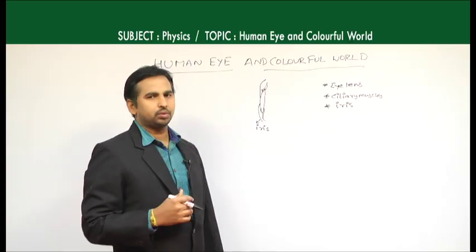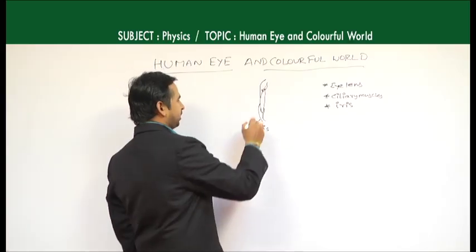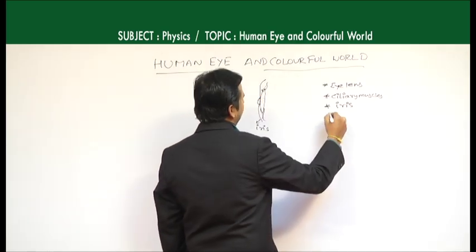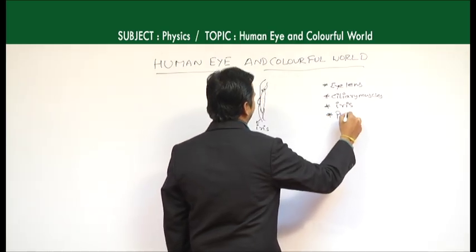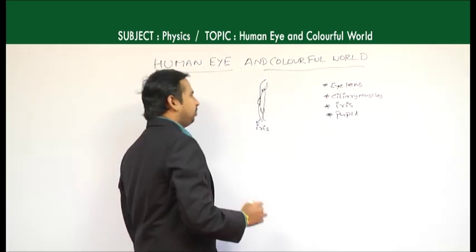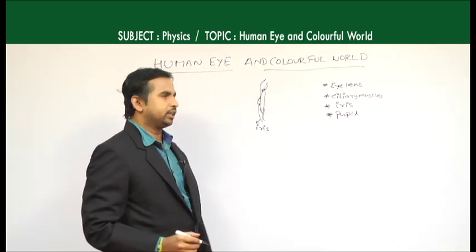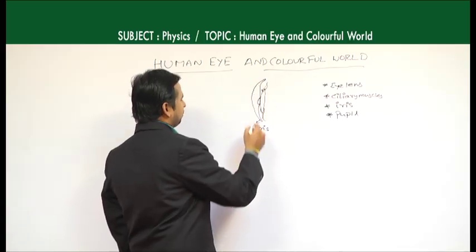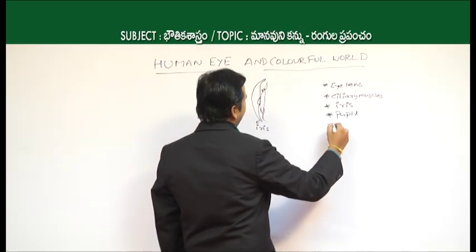Now, the passage where the light rays enter inside, that part we call the pupil. The next important part is the pupil. And before this pupil we have a protecting layer, which we call the cornea. This is called the cornea.